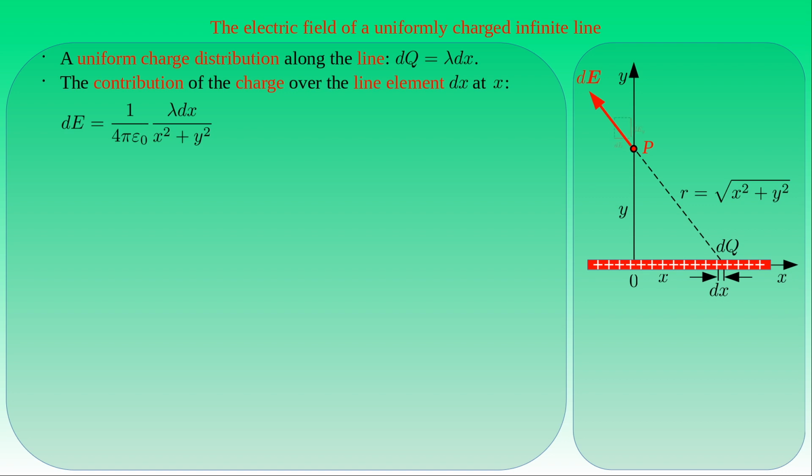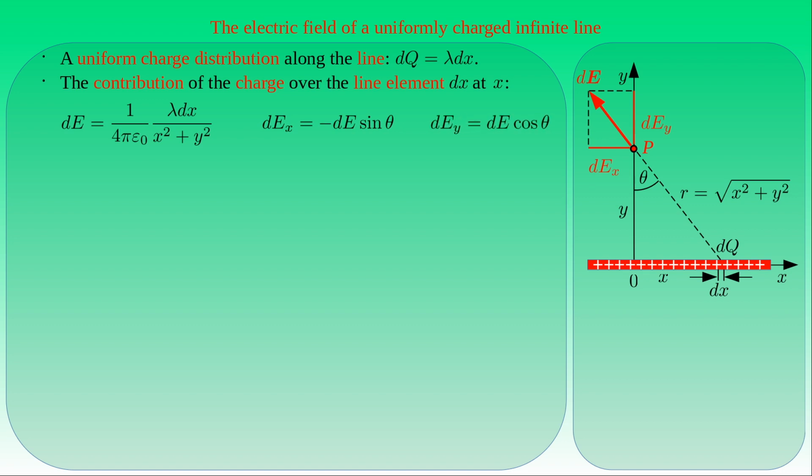The components of the vector dE in the Cartesian coordinate system can be seen in the figure. If theta is the angle measured between the y-axis and the direction of the line element dx seen from the point P, then the x component of the vector dE can be written as minus dE times sine theta, and its y component is equal to dE times cosine theta.